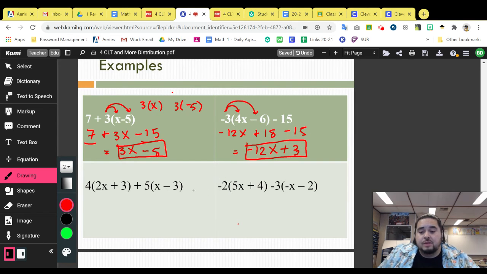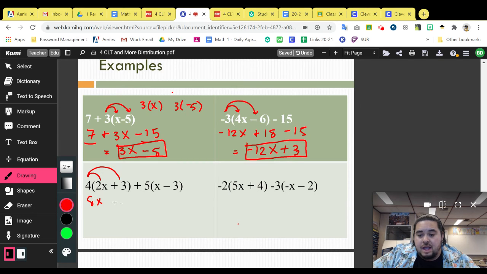The next two examples, I have double distribution. So don't get confused about looking at this whole problem as one big thing. We're just going to take it one step at a time. So the first thing I'm going to do is I'm going to distribute the 4. Okay, I'm going to deal with that first, not even worrying about the other part. So 4 times 2x, that gives us 8x. And then 4 times 3, that's going to give us positive 12. Now that I've taken care of that, I'm going to move on to the second piece.